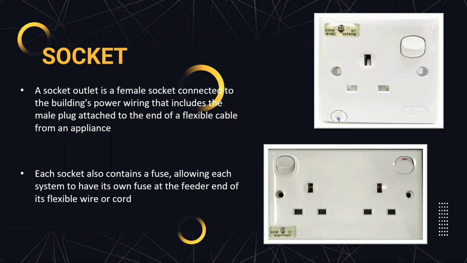Socket. A socket outlet is a female socket connected to the building's power wiring that includes the male plug attached to the end of a flexible cable from an appliance such as a vacuum cleaner, electric fireplace, or electrical equipment. Each socket also contains a fuse, allowing each system to have its own fuse at the feeder end of its flexible wire or cord. Only the permanent fixed wiring of the building must be secured by the fusing arrangements of the building wiring, and this covers the cable or chain.